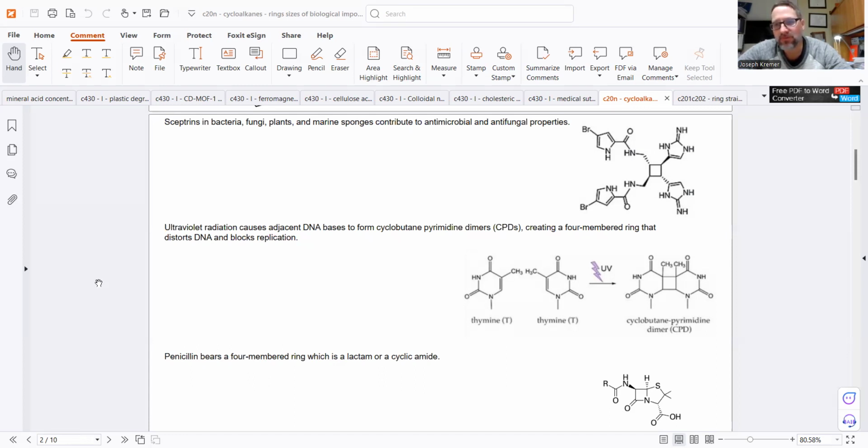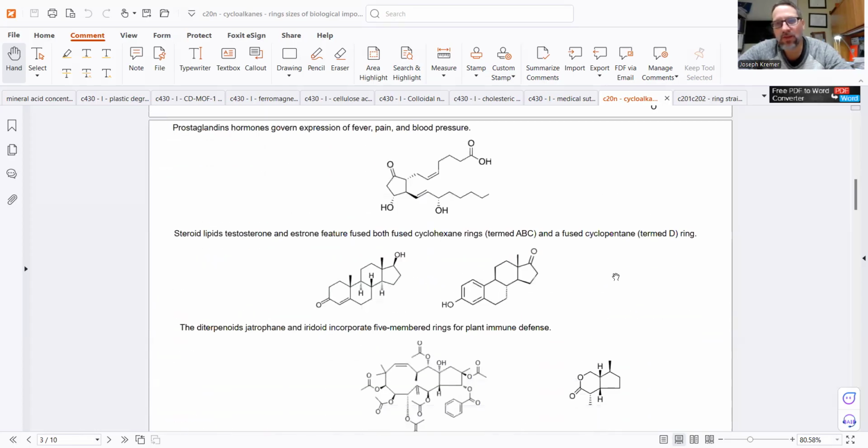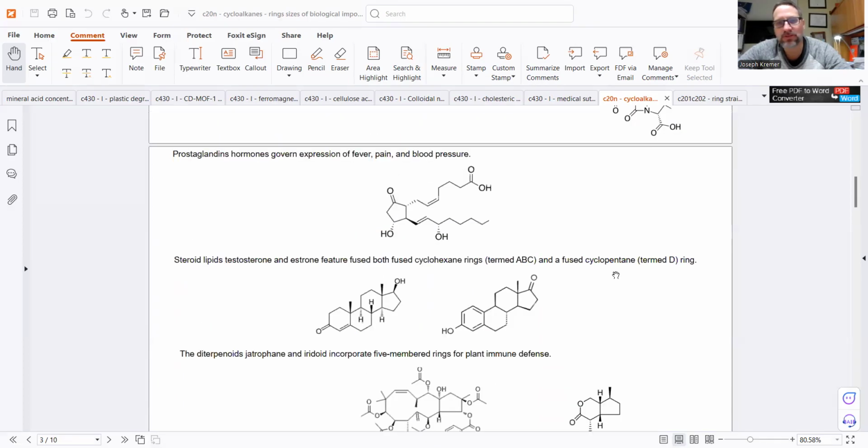That's what happens if you get too much of a sunburn. Your DNA bases will form a four-membered ring, thereabouts. Here we have some instances of five-membered rings.